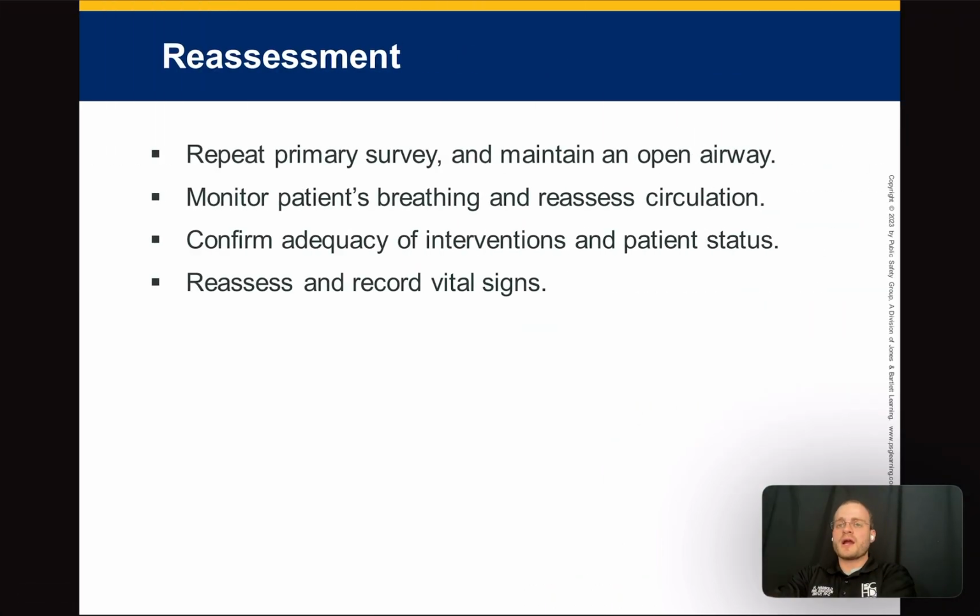Now, we reassess, right? And we reassess every 5 minutes on critically ill patients, right? They can change. These are dynamic patients. So you want to repeat your primary survey and maintain an open and clear airway. Be prepared for suctioning or to use a BVM or to ventilate. Monitor the patient's breathing and reassess their circulation with cap refill, pulse oximetry, the quality of the radial pulse, right? Confirm the adequacy of your interventions and the patient status.